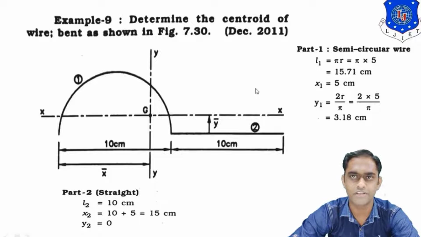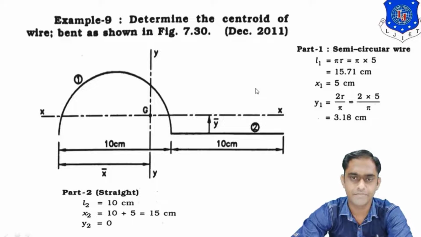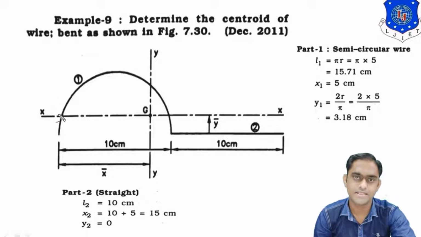Hello students, today we are going to learn two more examples on 1D elements centroid calculation. Let us see, on your screen, example number 9. Determine the centroid of wire bent as shown in the figure. Now you can see in the example, here it is the wire bent as shown in the figure.